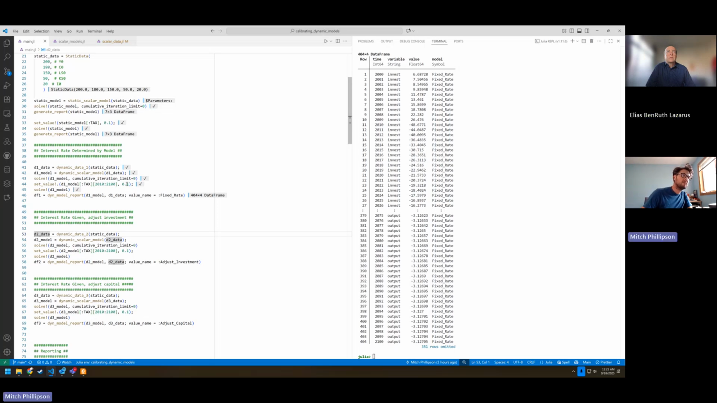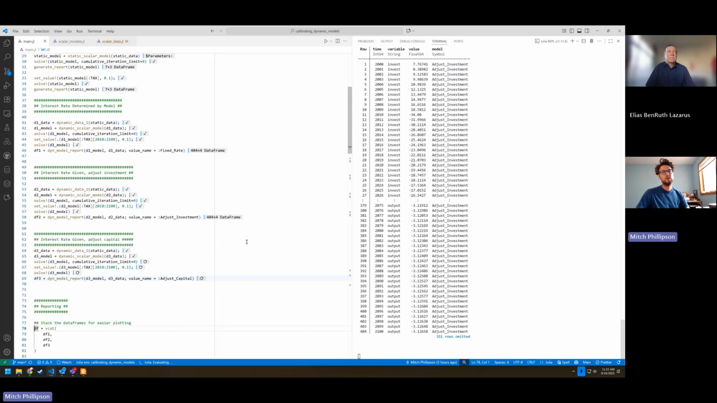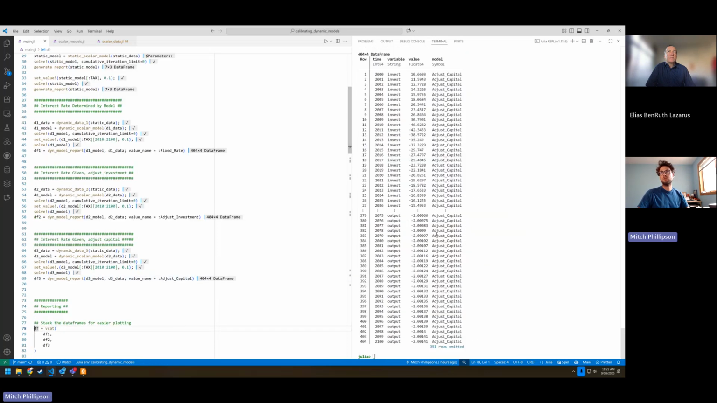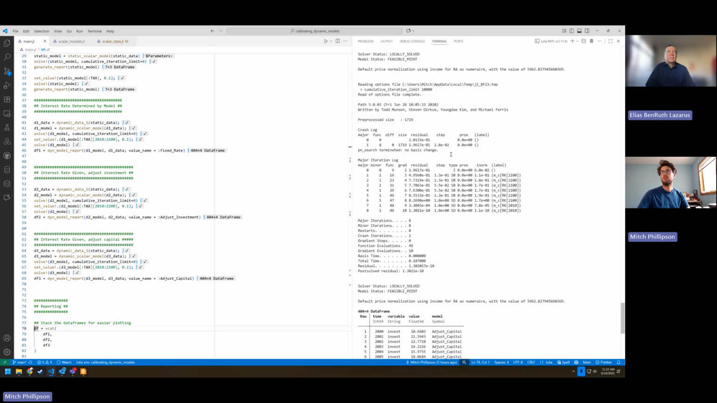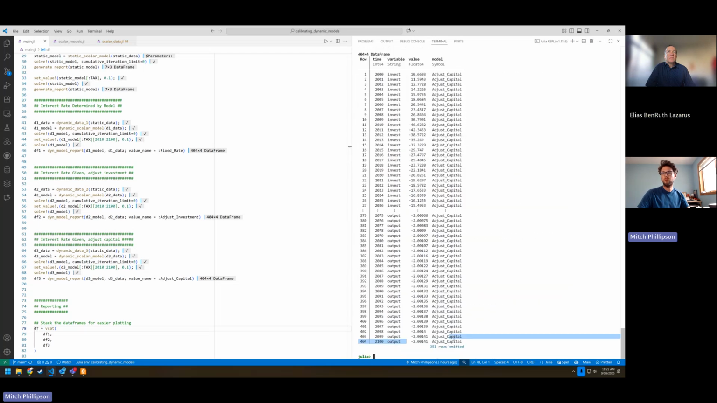I set a tax rate of 10% after 2010, just as like a little shock, nothing too horrendous. I'll do the same with D2. The same with D3. Do we expect all the solutions to be the same? I mean, you can kind of just see that they're not. This is -3, this is -2.